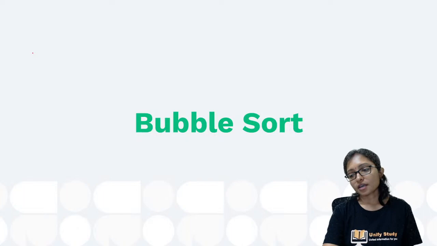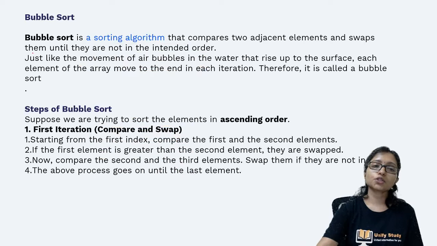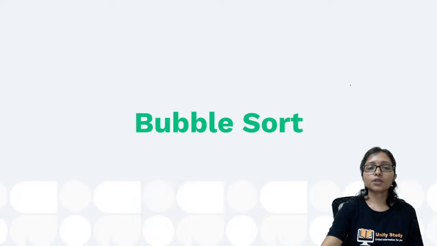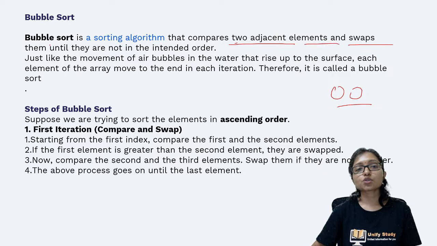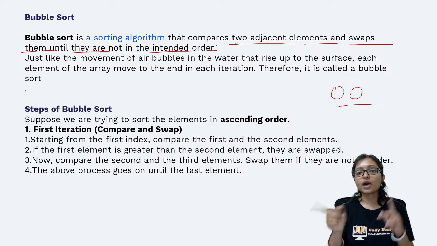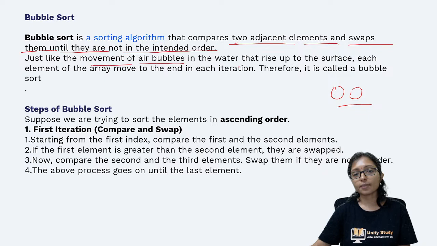Yes. So now can we do bubble sort? How does bubble sort work? Bubble sort works just like a bubble, that's why it is called bubble sort. Bubble sort compares two adjacent elements and swaps them until they are in the intended order. Just two adjacent elements swapping is going on here, just like the movement of an air bubble in water.